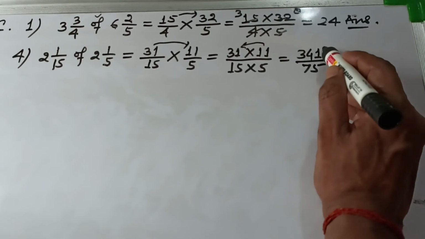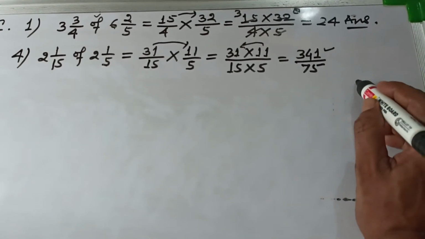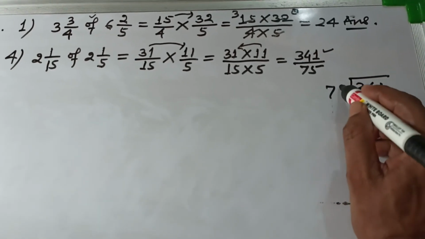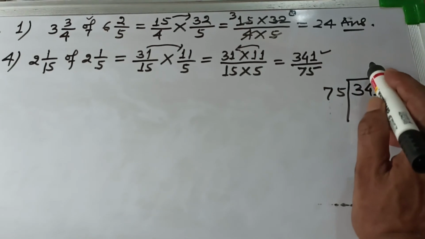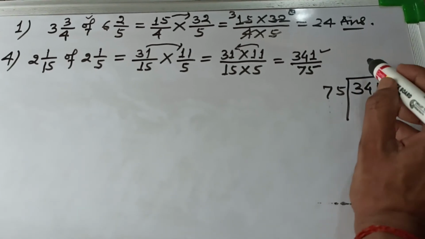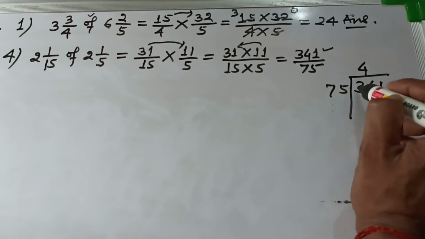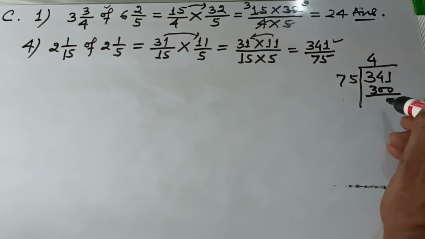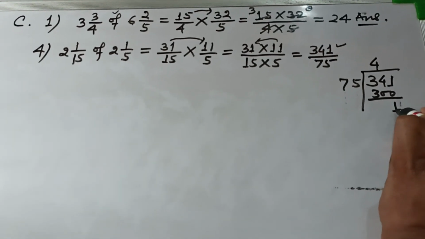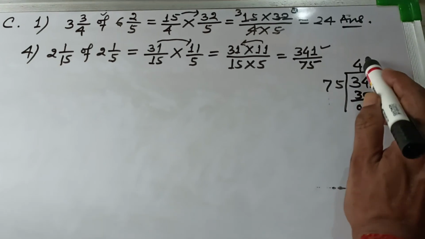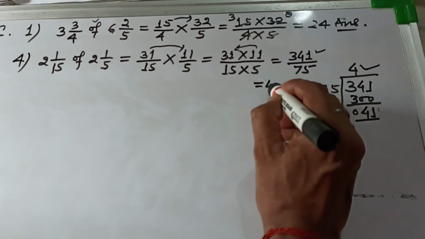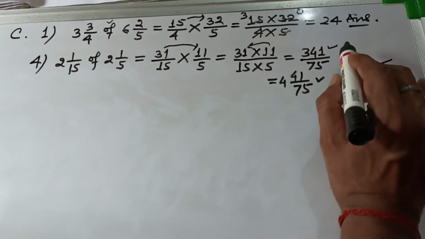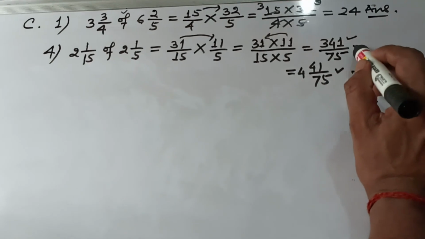Now you can write this, or you may simplify, you can change into mixed fraction also. 75 4s are 300, and then 41 is left, so you can write 4 whole 41 upon 75. So this is also your answer. So any answer you can write, this answer or this answer.